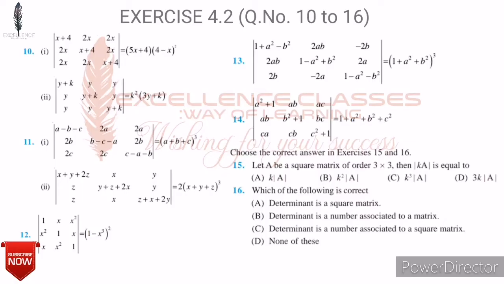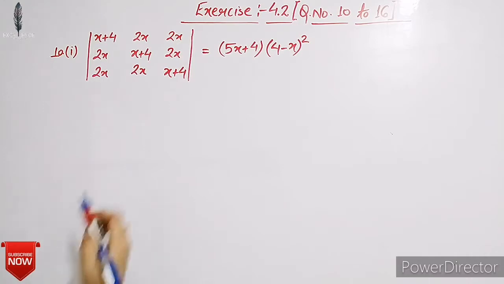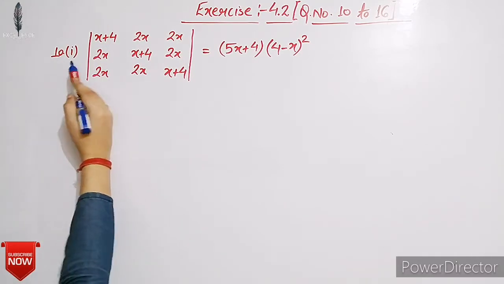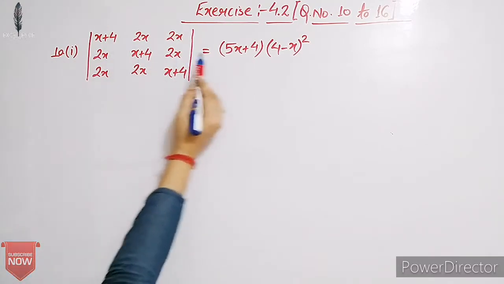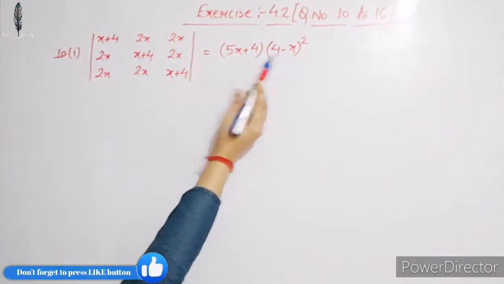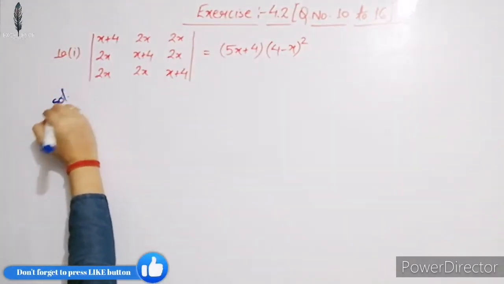Today we are going to discuss exercise 4.2 question number 10 to 16. Let's see the question number 10 part first. Here we have to prove that this determinant is equals to 5x plus 4 minus x whole square.